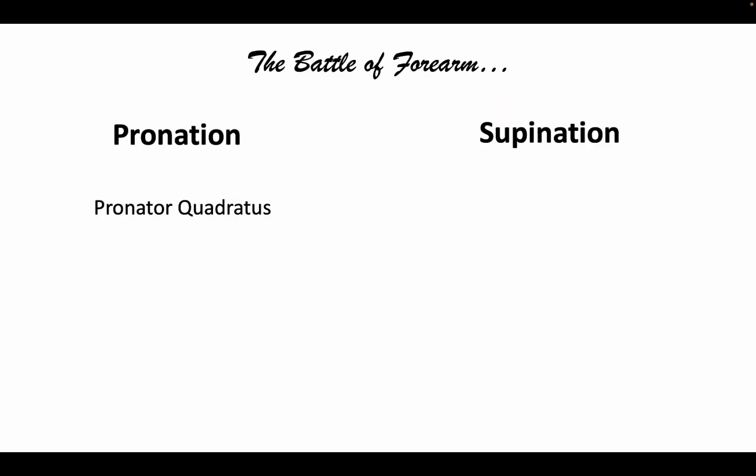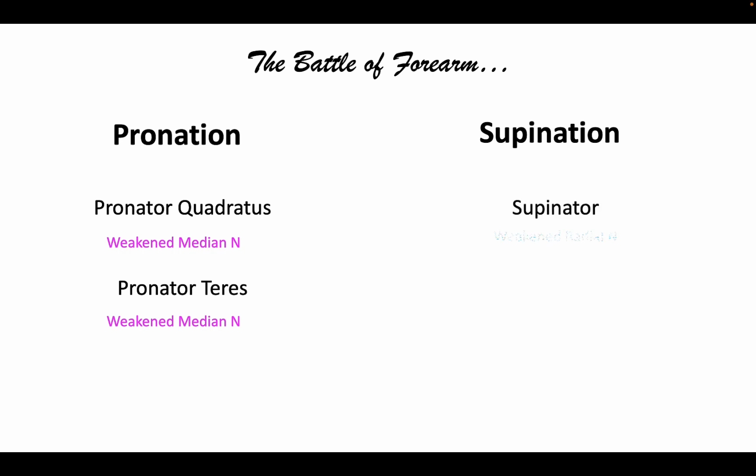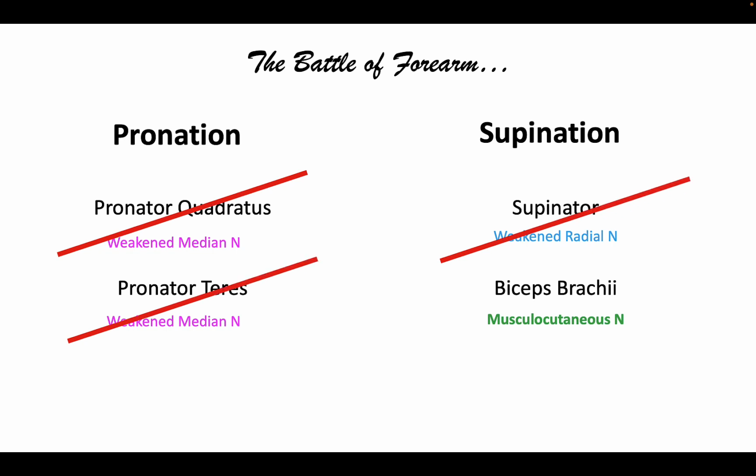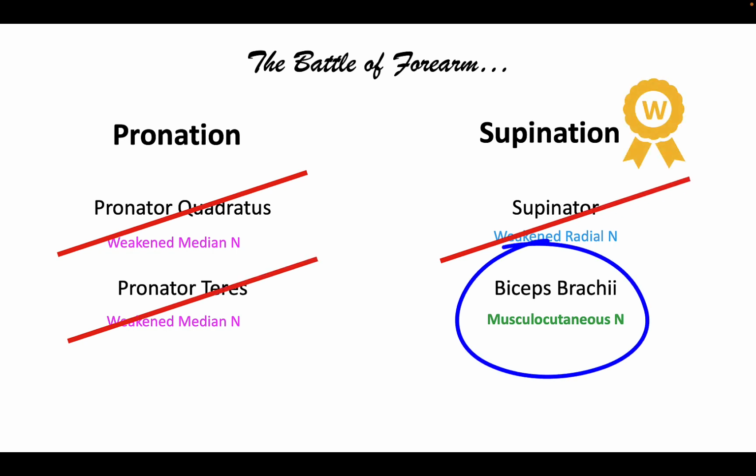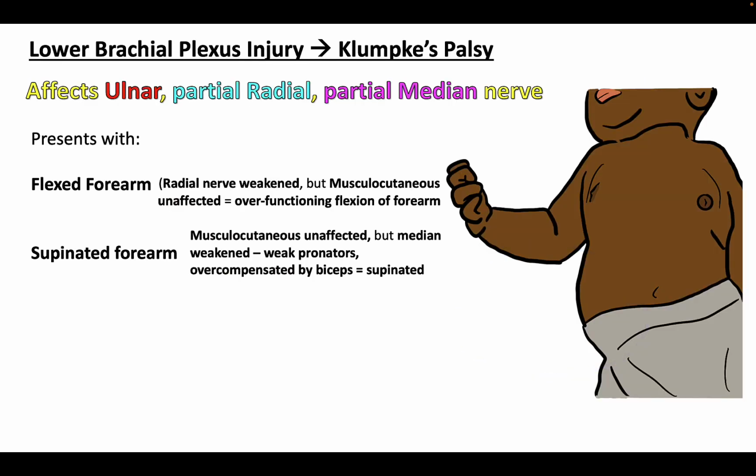There are two pronators of the forearm. Both are innervated by a weakened median nerve. There are two supinators. One is innervated by a weakened radial nerve, but the other is the biceps brachii, and musculocutaneous nerve is fully functional. Therefore, we have three weak muscles. Two pronators, one supinator, but we also have one strong one that is a supinator, so we're going to be stuck in supination.